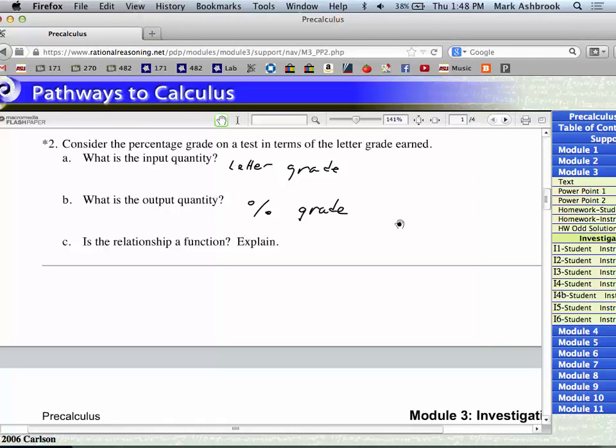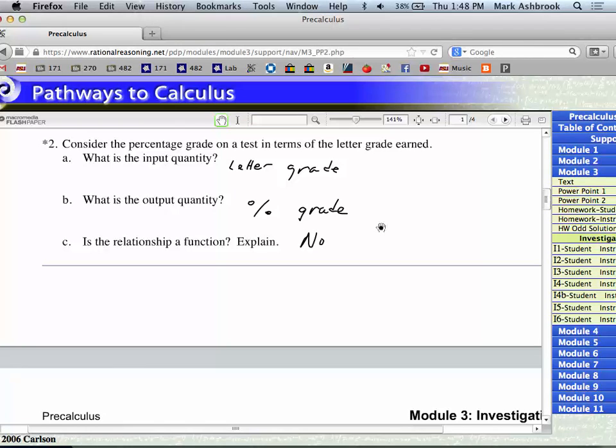For every letter grade, say a B, for a letter grade of B, that needs to have a single output. Every time a student gets a B, it has to be the same percentage grade. Yes or no? No. Right, because a B could map to an 88, it could map to an 83, an 82, etc. Not a function. So this is no. Questions on that?